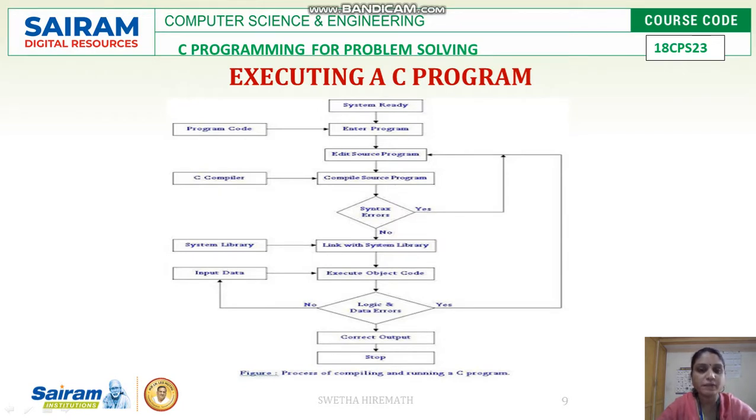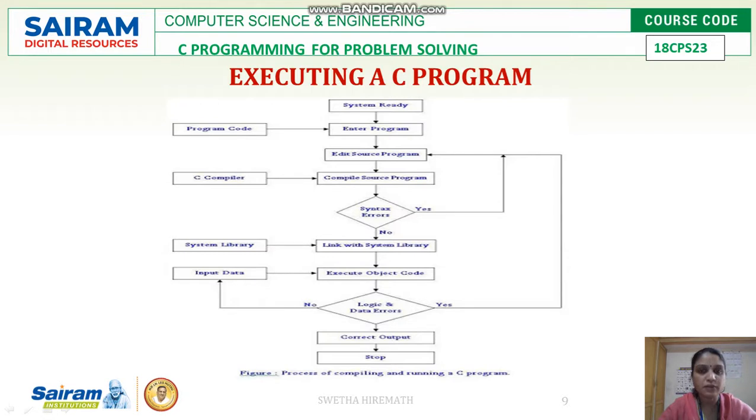Once we compile it again, if there are no errors, then we are going to link it with the C library functions. Once we link it, that linked part is now called an object code. We have to execute that object code. How will we be executing the object code? With the help of the input data.